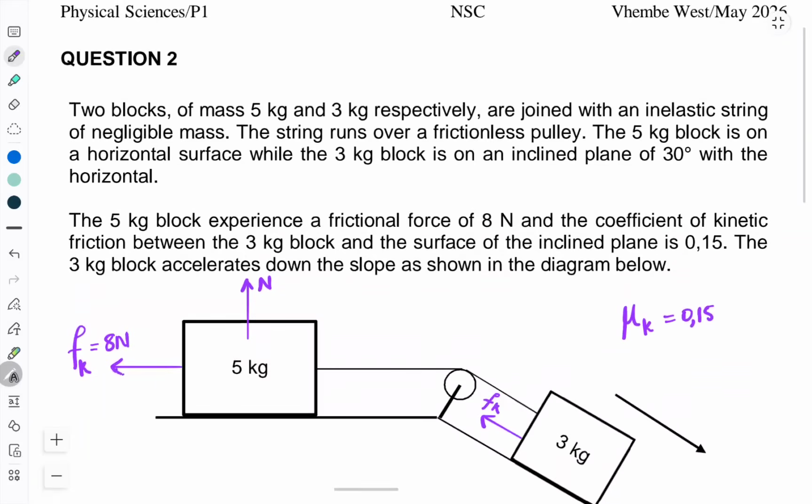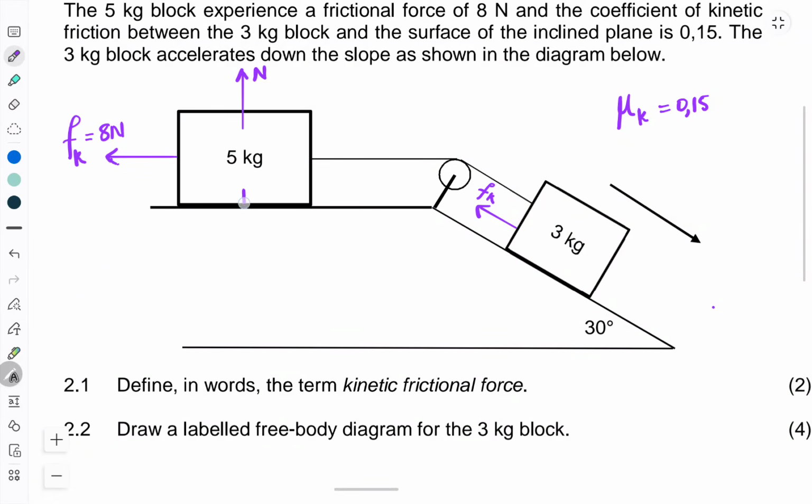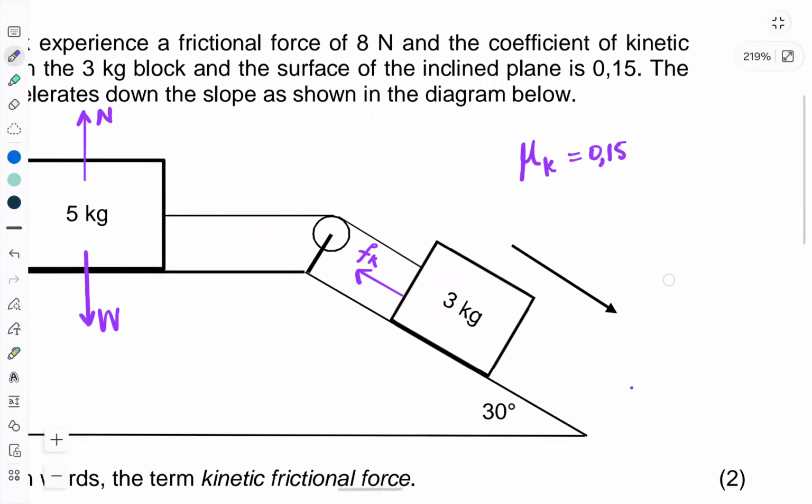Let's call it N, and then there will be a weight. I'll call it W. Some people call it Fg. That's still fine, it's up to you. Just do the right things. All right, so that's what we have. Now let's go to the 3 kilogram block.